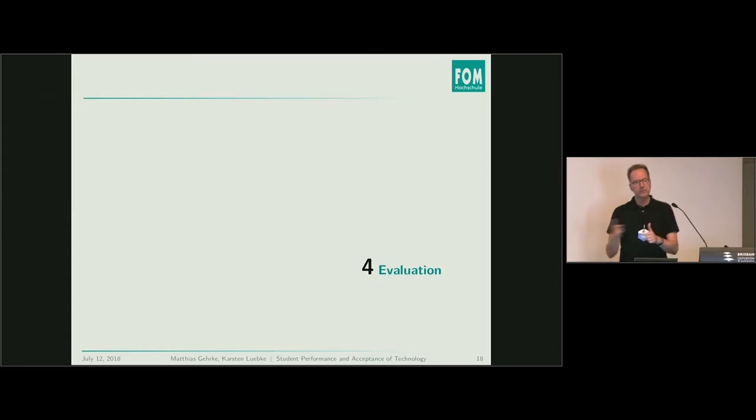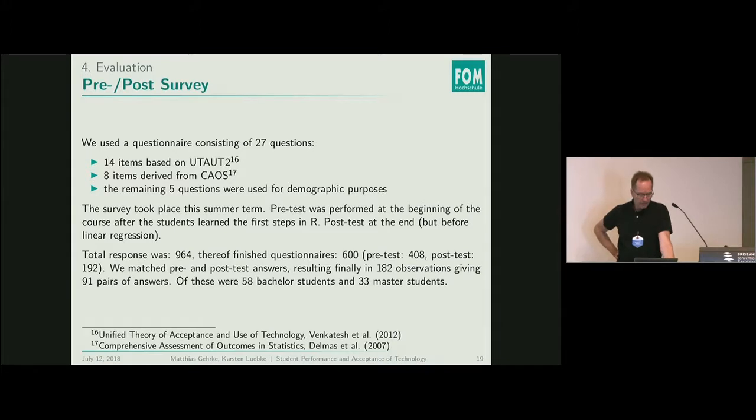Okay, so we changed the curriculum, and therefore we did an evaluation about it, whether it really helps or not. How did we do that? We used a questionnaire with 27 questions based on UTAUT2, which is the unified theory of acceptance and use of technology, so you can get an impression of the usage and the usability of technology. And the second part comes from the CAOS, the comprehensive assessment of outcomes in statistics, because we want to know whether our students learned something with the new approach. That was the most important thing.